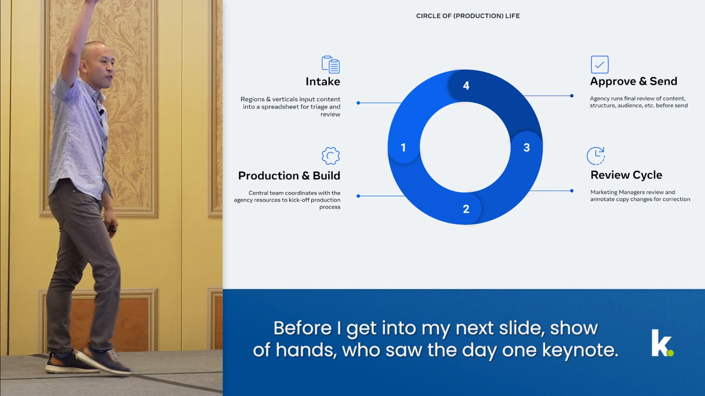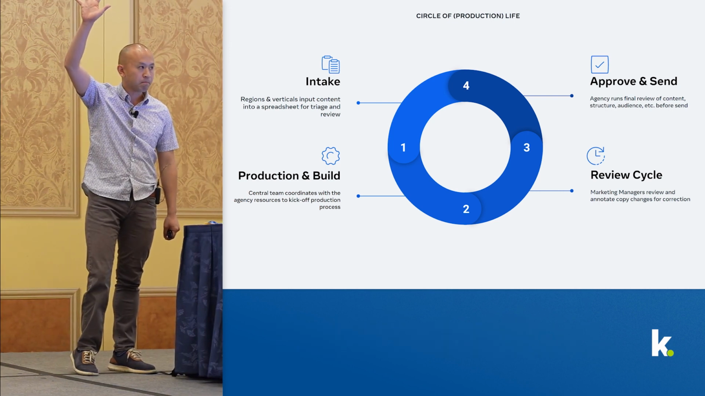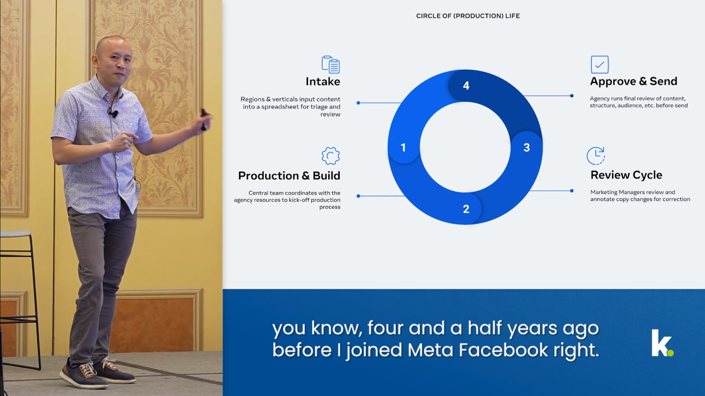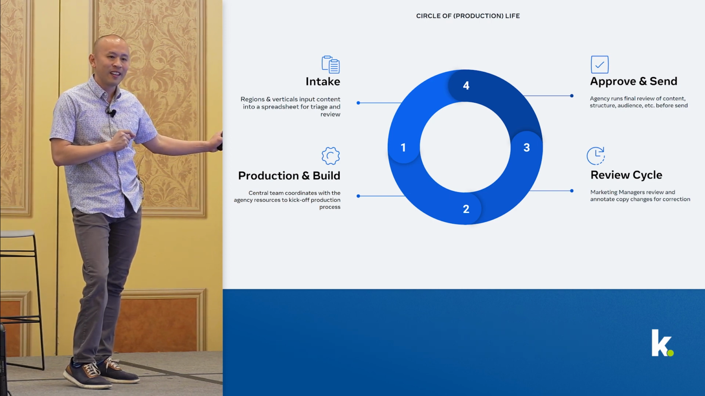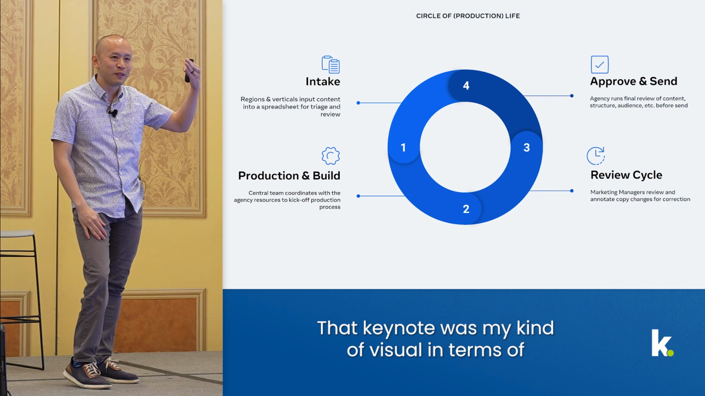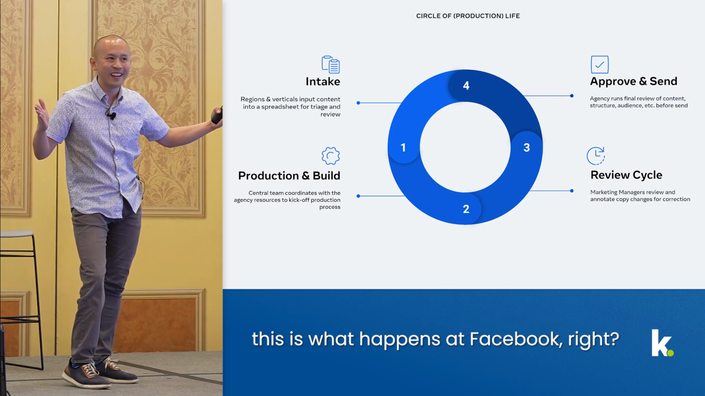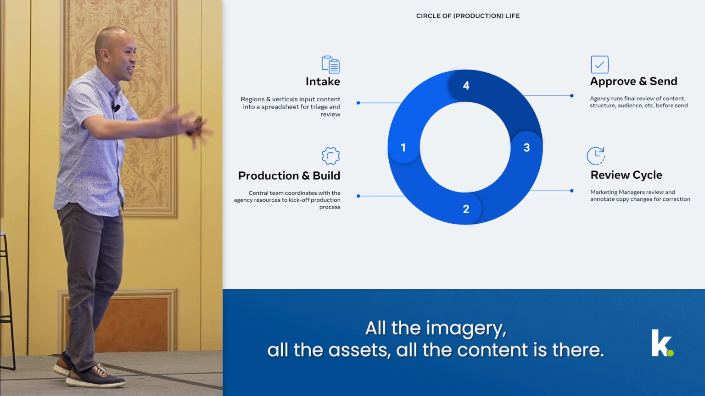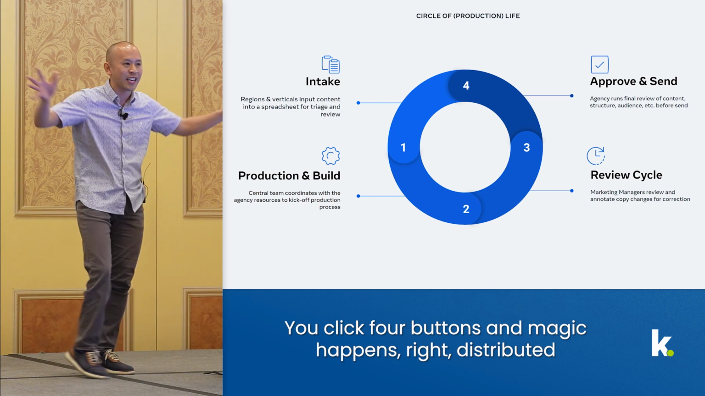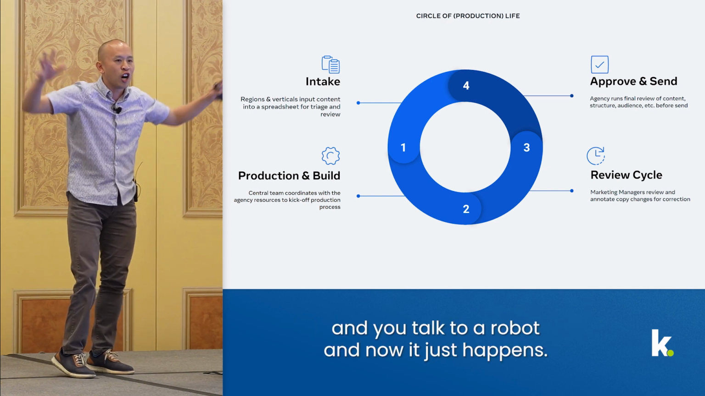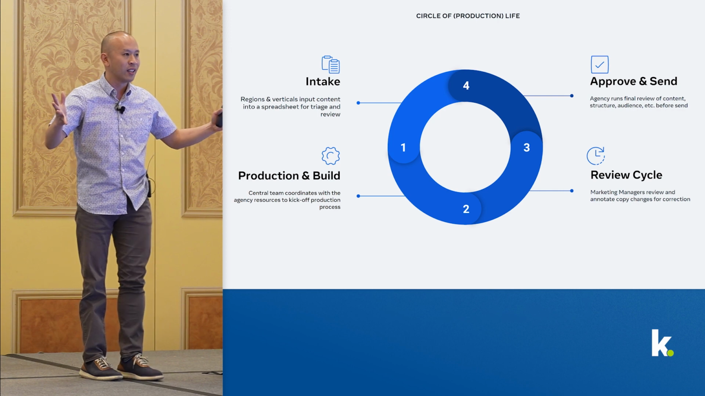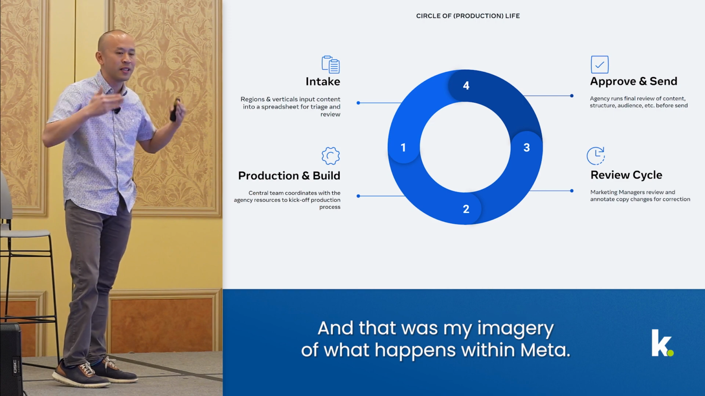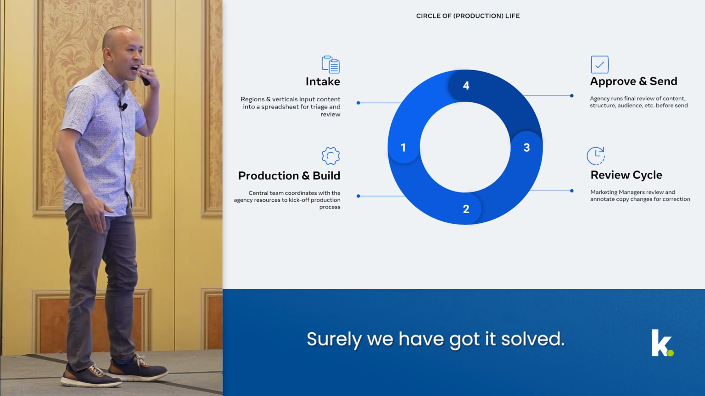Before I get into my next slide, show of hands, who saw the day 1 keynote? Good. So, 4.5 years ago, before I joined Meta Facebook, that keynote was my kind of visual of what happens at Facebook. You go to Workfront, everyone's there in this beautiful community, all the imagery, all the assets, all the content is there. You click 4 buttons and magic happens. Distributed. And you talk to a robot and now it just happens? Good Lord, I love it. And that was my imagery of what happens within Meta. Surely we've got it solved.